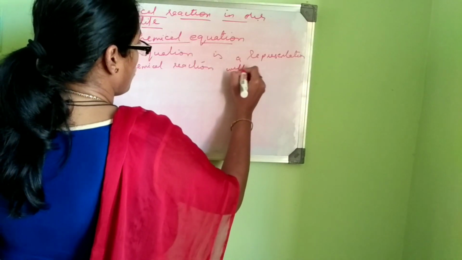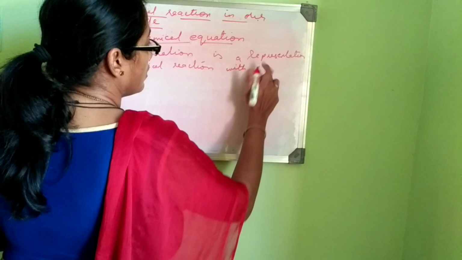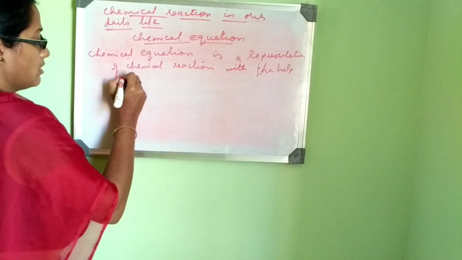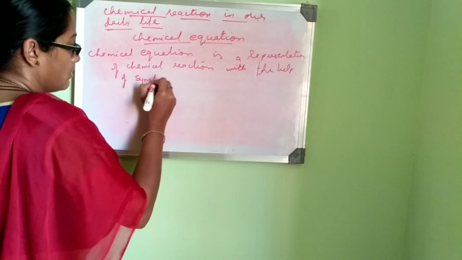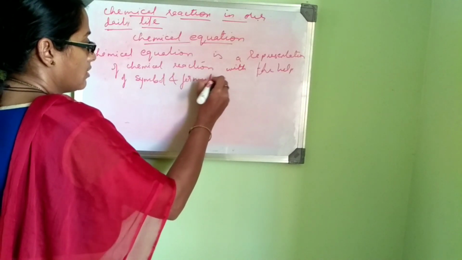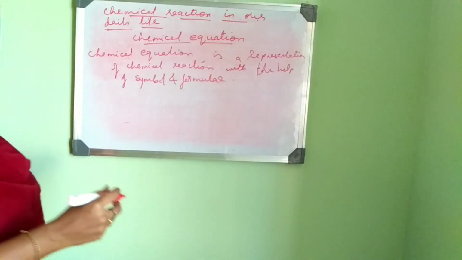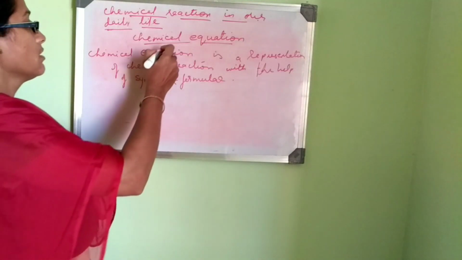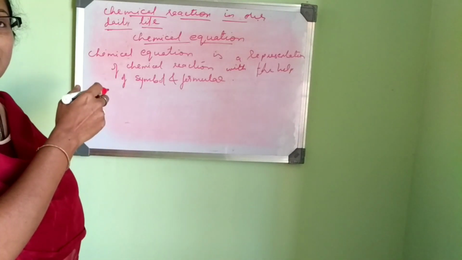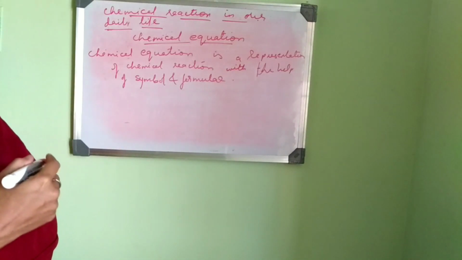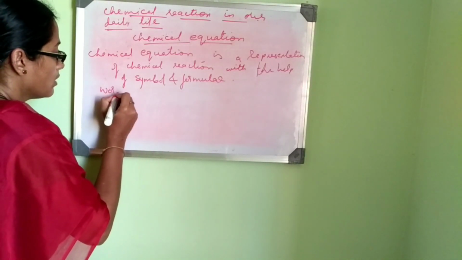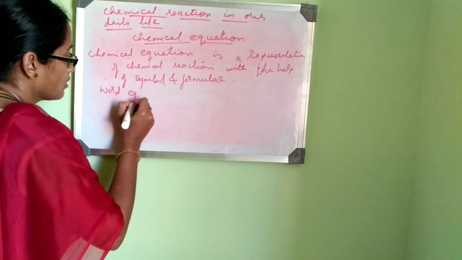with the help of symbols and formulae. So we can understand a chemical equation as a representation of a chemical reaction with the help of symbols and formulae. So let us understand. We will start with the word equation.